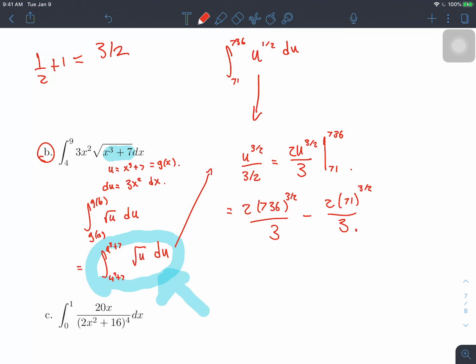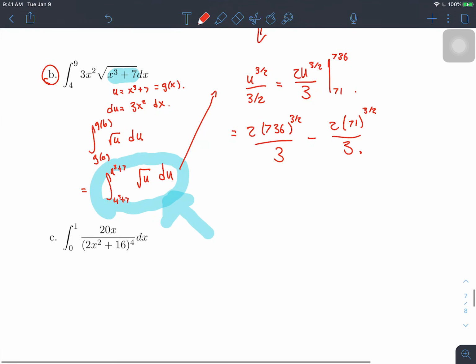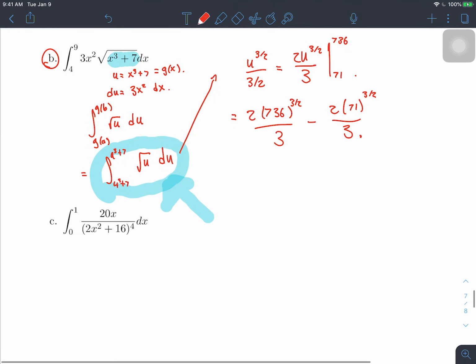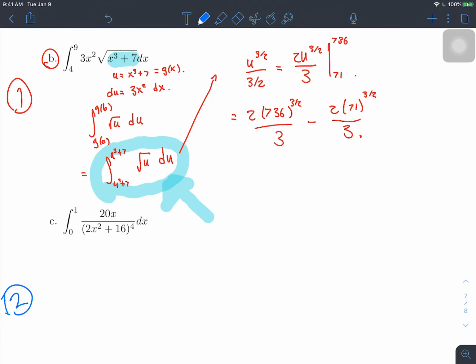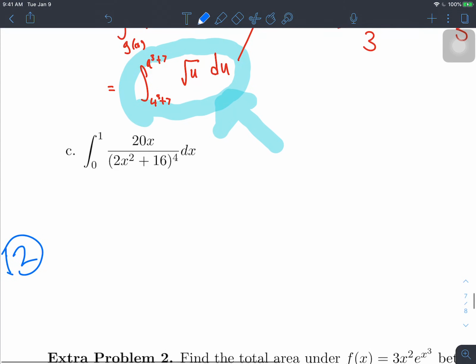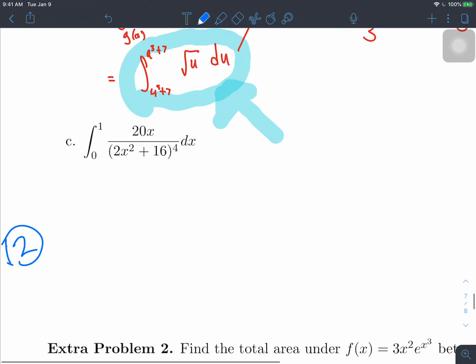Any other questions? Okay. We'll do this next one where we're going to keep the bounds in terms of x. So this was method 1, and now we'll try one using method 2. First thing to do is look for two functions, one of which is the derivative of the other. I think the function we should choose should be this whole thing in the parentheses, 2x squared plus 16. I can see the derivative of that is right on top. So let's try u equals 2x squared plus 16.